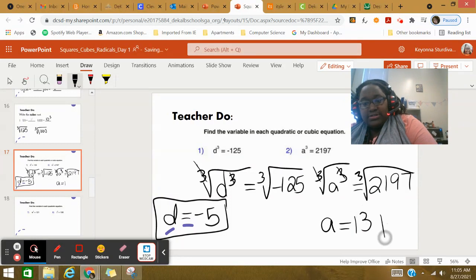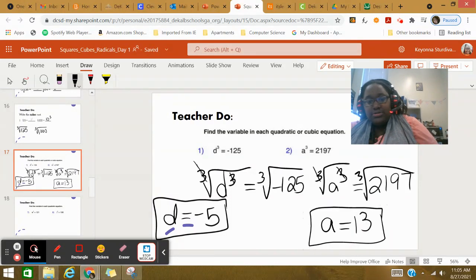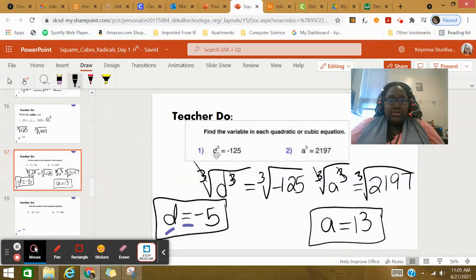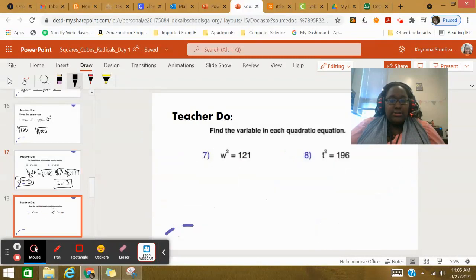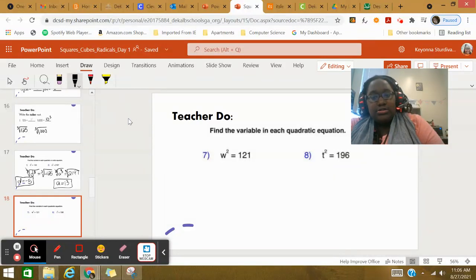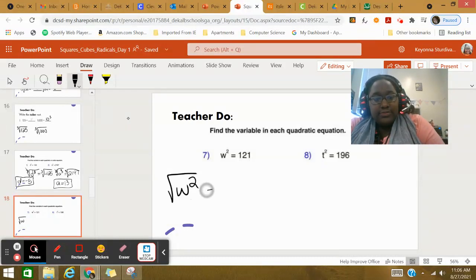And then again, you guys are going to do the same thing for the rest of those examples on the classwork. You're just going to take the cube root if it's cubed. And I'm going to go ahead and model these next two. These are all squares. So to undo a square, I'm going to take the square root. So in this first one, I have w squared is equal to 121. I'm going to take the square root of w squared on both sides.